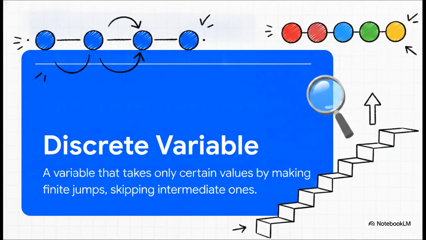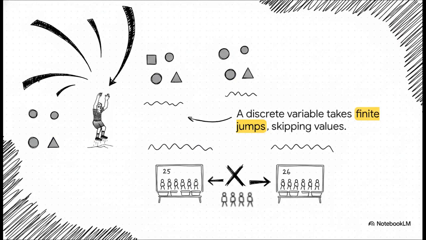Conversely, a discrete variable acts entirely differently. Why? Because it only takes very specific values. Its value changes by making finite jumps. It completely ignores all those tiny intermediate values between the jumps. It literally leaps from one value to another, completely unable to land anywhere in the middle, just like a person jumping from step to step on a staircase.